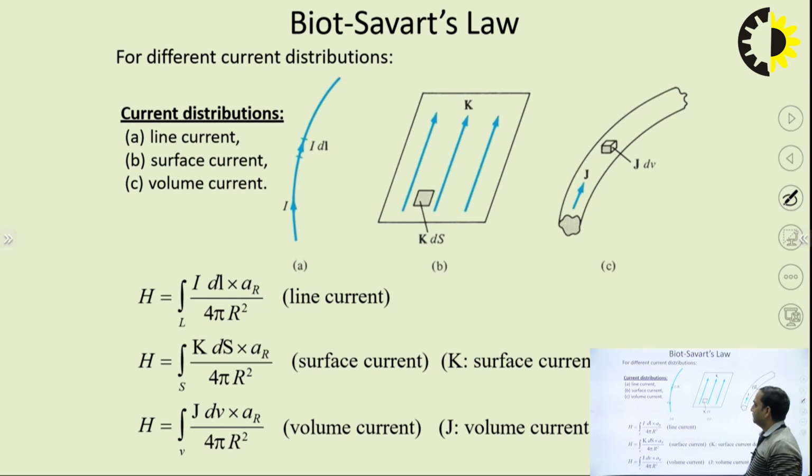For different current distributions, till now we have only covered the current element. The first case is the line current. Second, when we put all these lines onto a surface, suppose I have one line current, second, third, fourth, fifth, and so on, this surface acts as the surface current, just like in the electrostatic field, where we distribute the charges onto a surface and call it surface charge density.